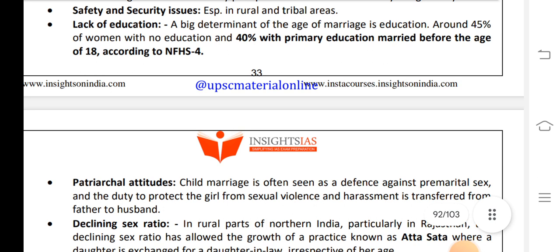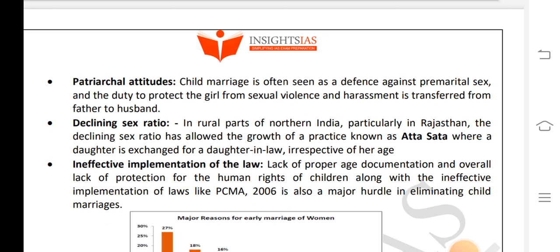Lack of education: a big determinant of the age of marriage is education. Around 45% of women with no education and 40% with primary education were married before the age of 18, according to NFHS-4.